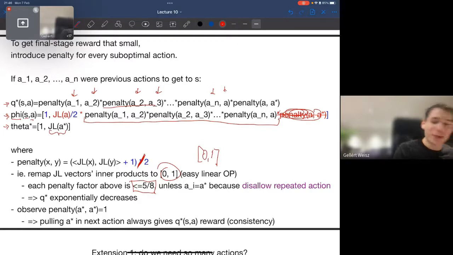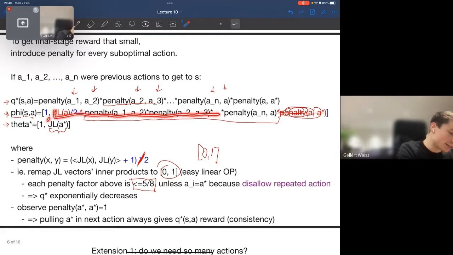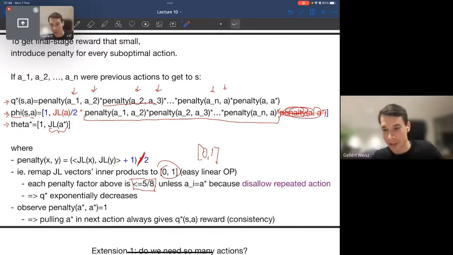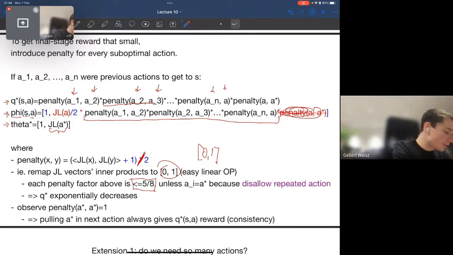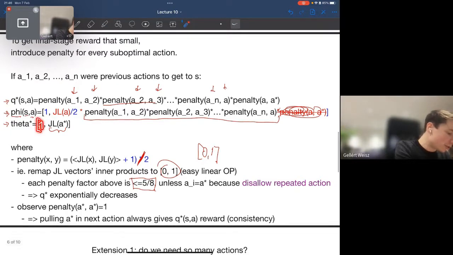That's the red bit. And then what you do with the blue bit is just to implement the penalty here. What the penalty does is it adds 1 and it divides by 2. And the way we implement that is we divide this by 2. So this notation is we concatenate the scalar 1 and then the d-dimensional feature, and we have this d plus 1 dimensional vector. Is that notation clear? If you concatenate these two and then you define your theta star to be also this 1 scalar concatenated with this JL of A star, then if you take the inner product, that has to be Q star. And let's check if that's the case.